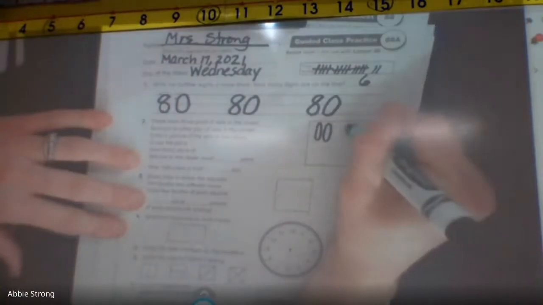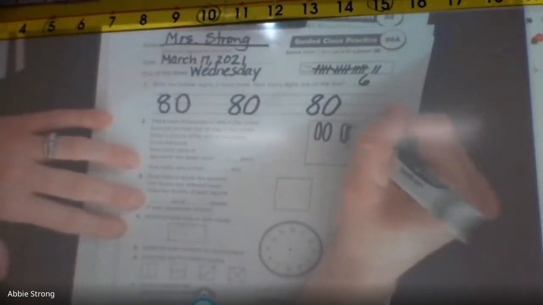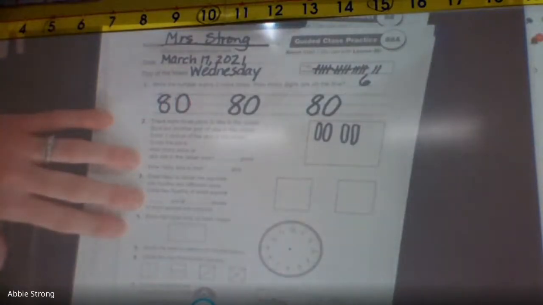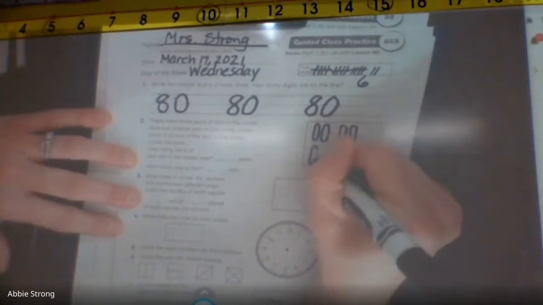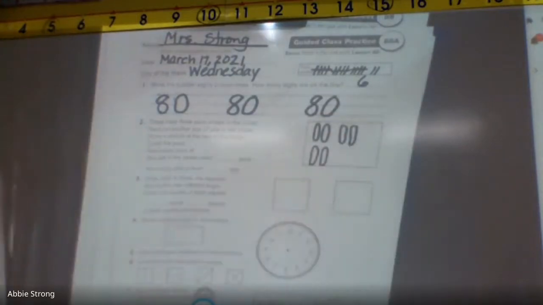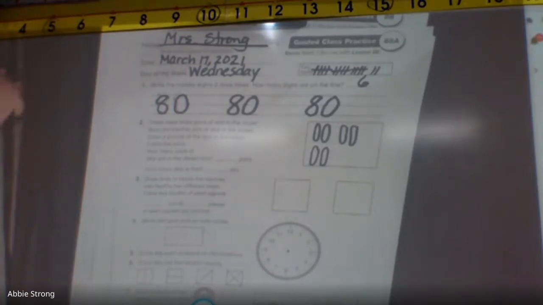Then we have to do 2 pairs. Then we have to do 3 pairs. Come on, Miles. 3 pairs. Okay, thumbs up when you have your 3 pairs drawn in your box.